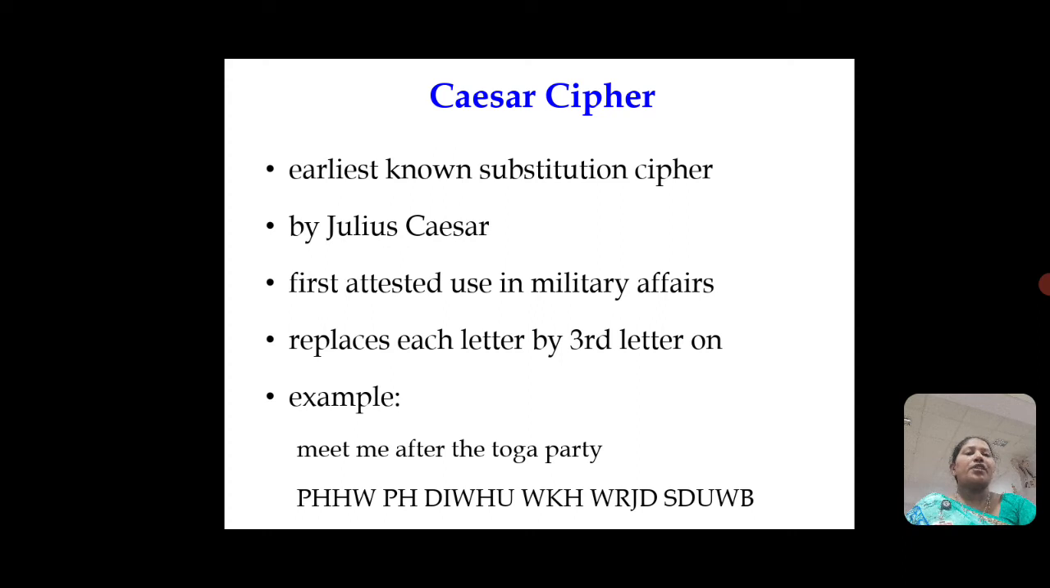Similarly, it will proceed on through the plain text. I hope you have understood. I will repeat again. You will be fetching the third letter from the original text. After M, N, O, P. P is the third letter. So you will be replacing M by P. After E, F, G, H. So H is the third letter. So you will be replacing 2 E's by 2 H's. And after that T, the third letter is W. So you will be replacing T by W. Likewise, it proceeds on.